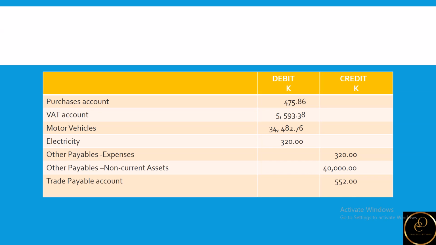These are liabilities. We have other payables, non-current assets, which is 40,000 kwacha. We have trade payables, which is again a liability, which is 552 kwacha.